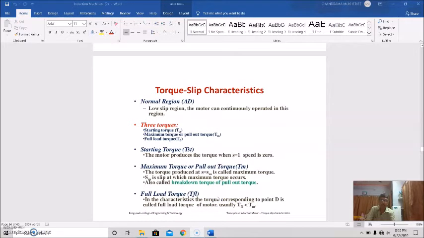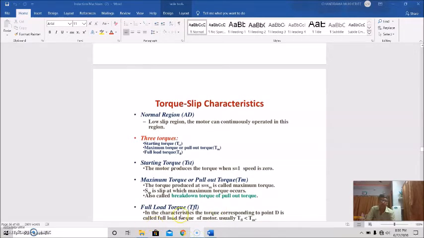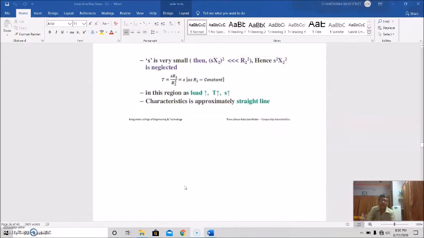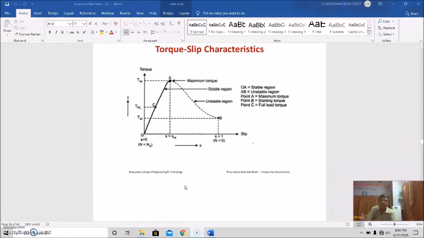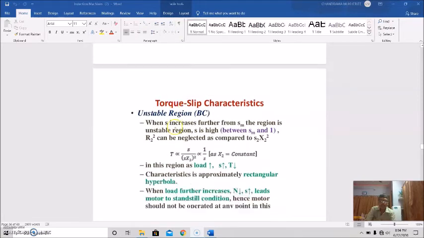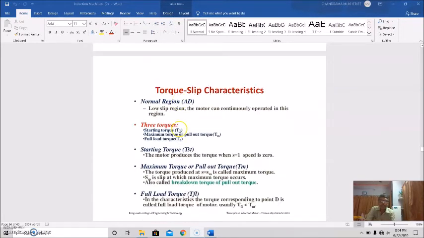And full load torque: the torque corresponding to this point in the characteristic is called the full load torque of the motor, usually less than Tm. Actually, this is not shown here in this graph, but full load torque is written. This is not D. This is full load torque. Okay, so that's all about torque slip characteristics.